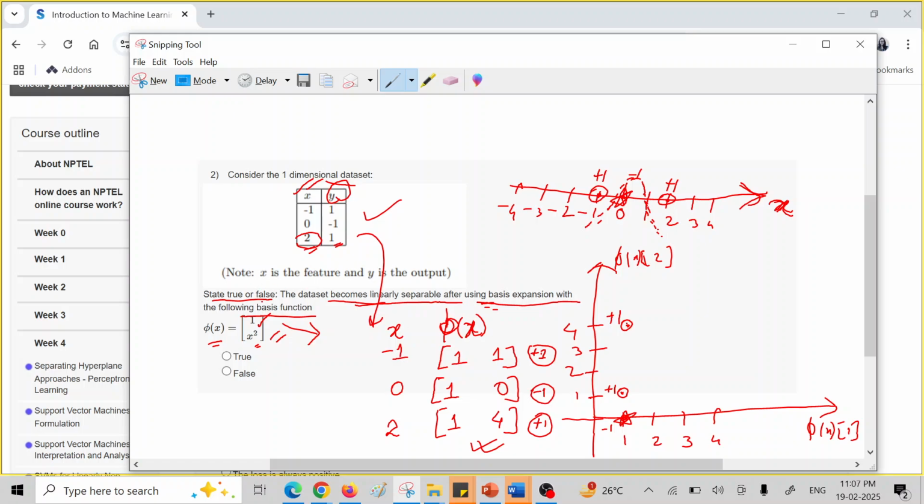Now the question is, state true or false: the data set becomes linearly separable after using the basis expansion. Yes, now you can see that these data can be separated with a linear decision boundary, because the negative data point is on one side and both the positive data points are on the other side. So I can have a linear separator or linear decision boundary after expanding with the basis function that they have given. So the answer will be true. That is all this question is asking. Thank you.